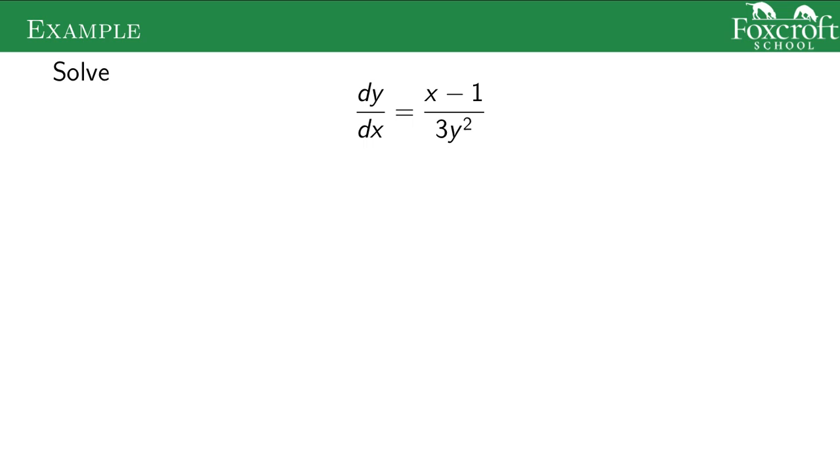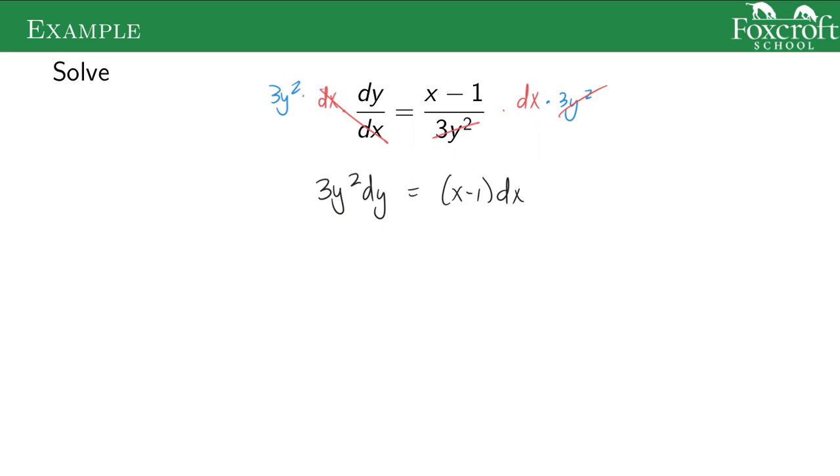All right, let's look at this problem. Again, there's an x part that's separate from the y part. I want to move the dx to the right, so I'm going to multiply both sides by dx. And I'm going to move the y stuff to the left, so I'm going to multiply both sides by 3y squared. The dx's cancel, the 3y squareds cancel, and I get 3y squared dy equals x minus 1 dx. So that's our separation of variables.